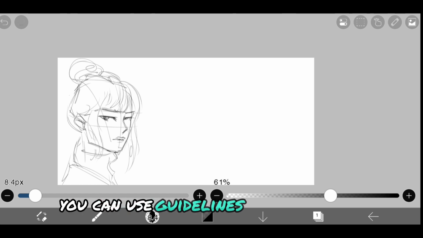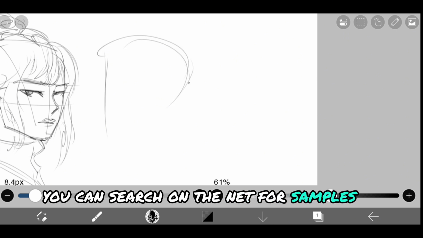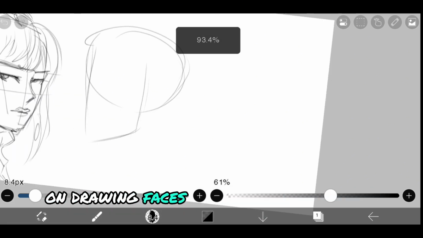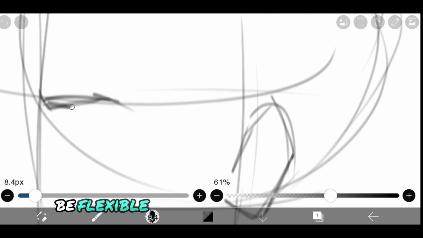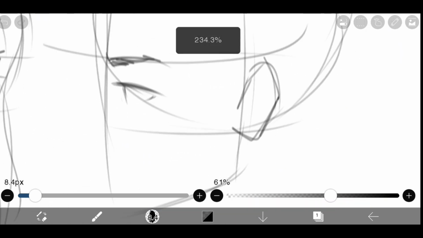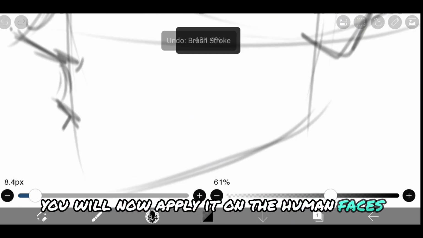You can use guidelines to draw the skull, like the center line. You can search on the net for samples of guidelines on drawing faces. It's up to you on what you're using, because there's so many of it. Be flexible and do what works on you. After studying the skull, you will now apply it on the human faces.